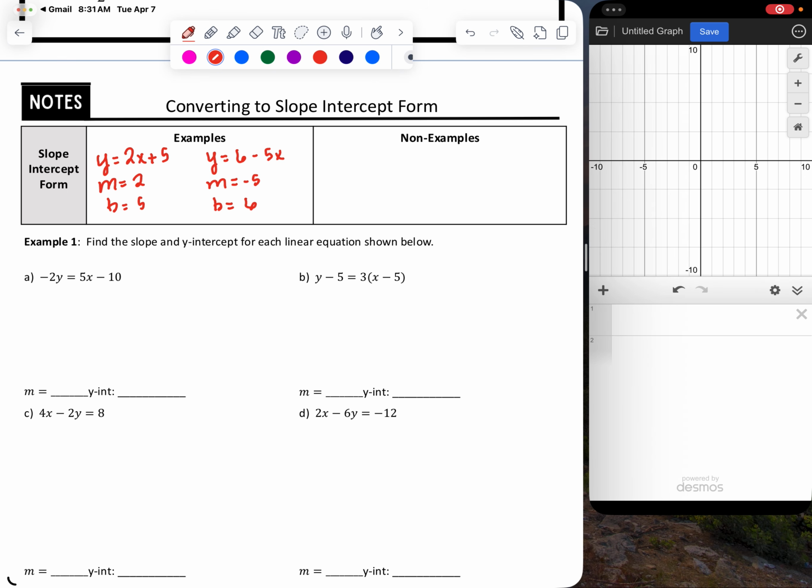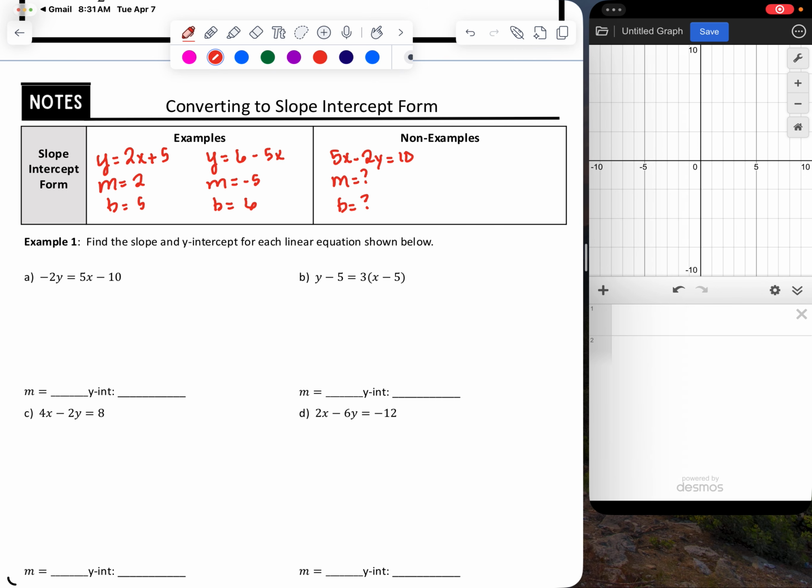Now, let's look at some examples of linear equations not in slope-intercept form. So if I have something like this, 5x minus 2y equals 10. Here, the y is not by itself. So when we're asked to find the slope, we have no idea what the slope is. When we're asked to find the y-intercept, we can't tell just by looking at the equation, all right?